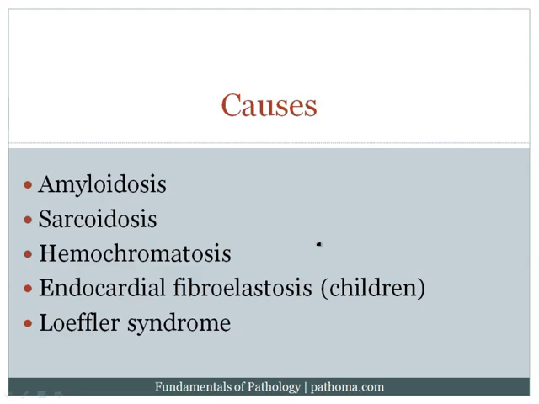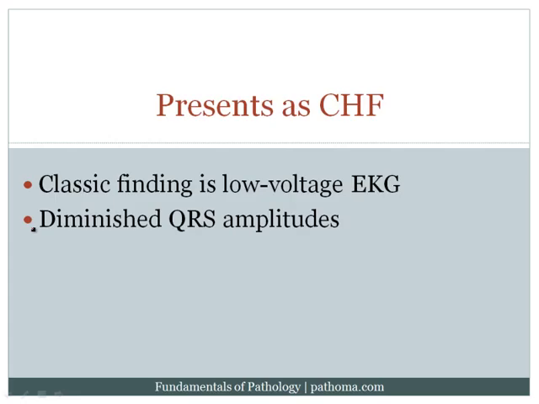Another cause of restrictive cardiomyopathy is Loeffler syndrome. The idea here is that you get an eosinophilic infiltrate with inflammation within the wall of the heart, again with eosinophils, and that results in fibrosis of the endomyocardium, both the endocardium and the myocardium. Of course, this fibrosis would then make it difficult for the heart to expand and fill, and so you'd get a restrictive cardiomyopathy.